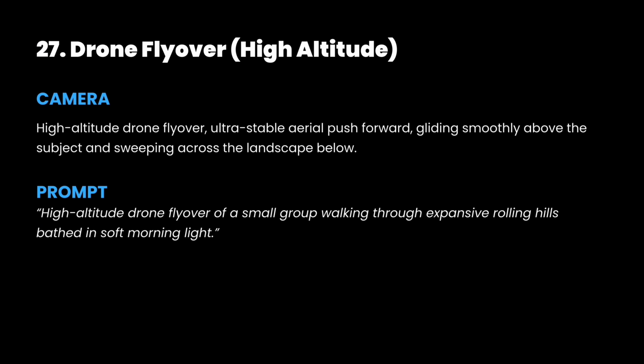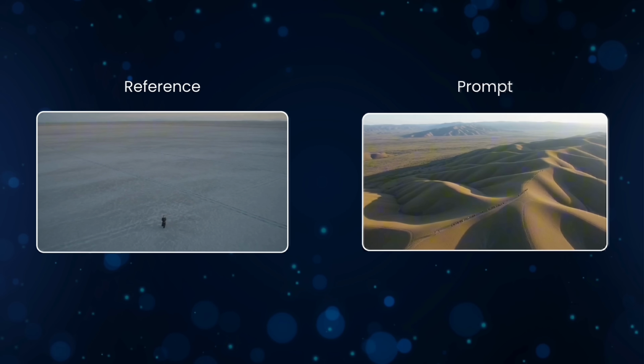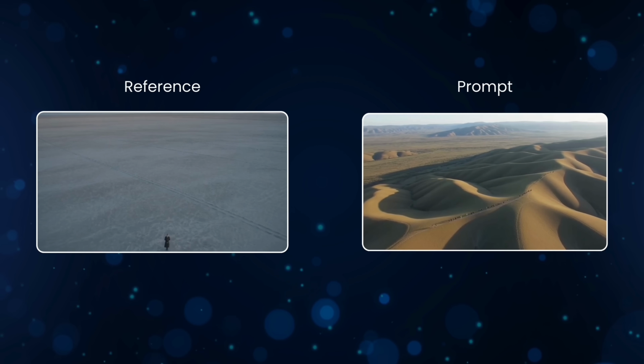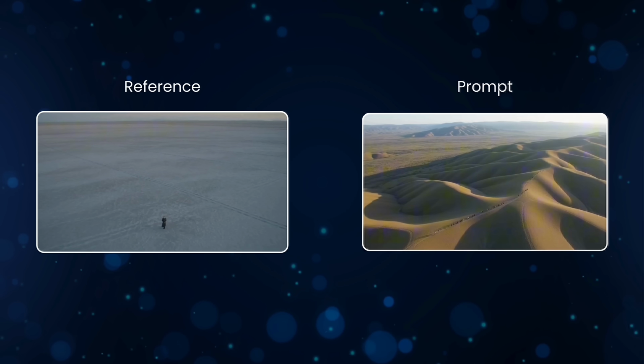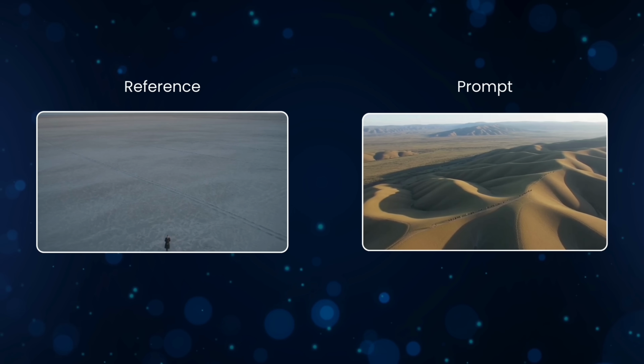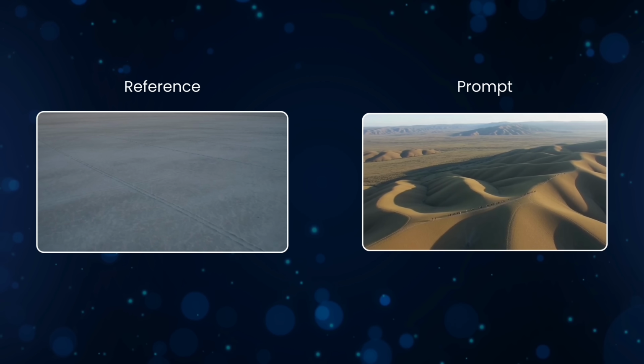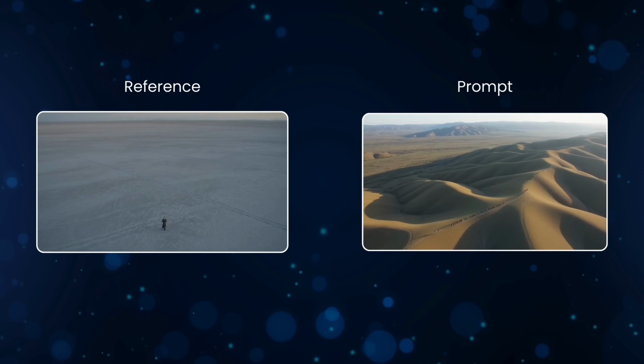Number 27. Drone flyover, high altitude. This high, forward-moving aerial angle places the camera far above the action, emphasizing scale and movement. It is effective because it visually contrasts the small human presence against a vast environment.